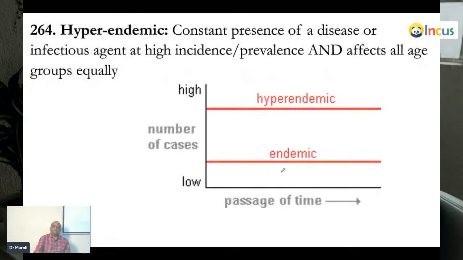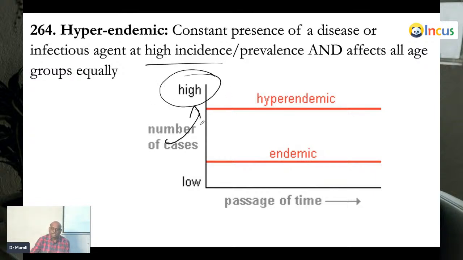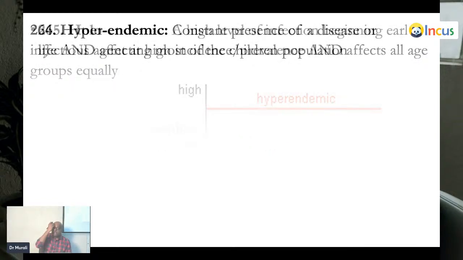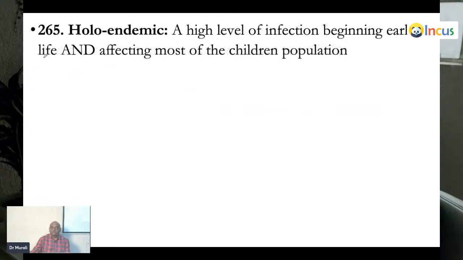Hyperendemic means constantly it is there, but there is a high incidence, the number of cases is higher than the usual endemic levels, and it is present in all age groups equally. Children, adults, pregnant, non-pregnant, everybody similarly. That is hyperendemic. Then what is holoendemic?